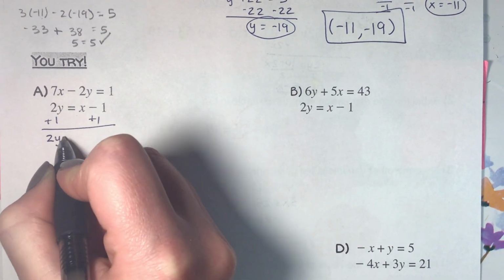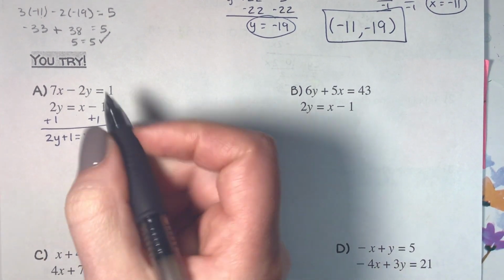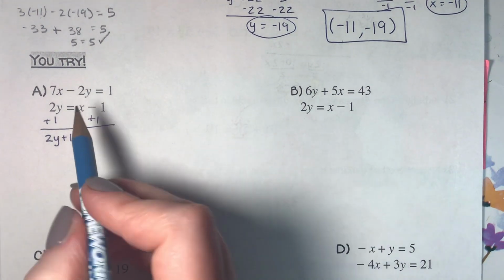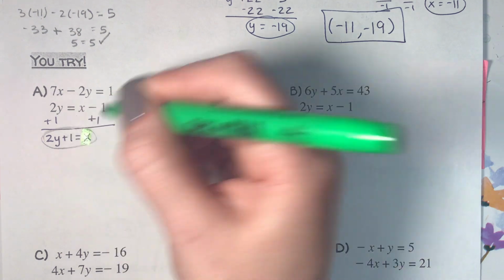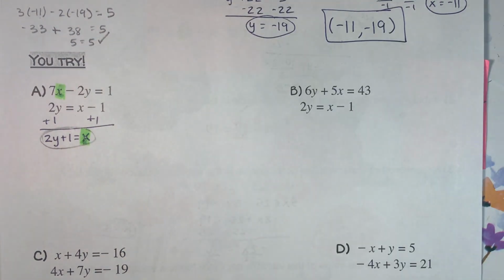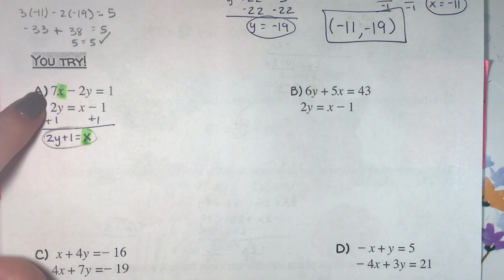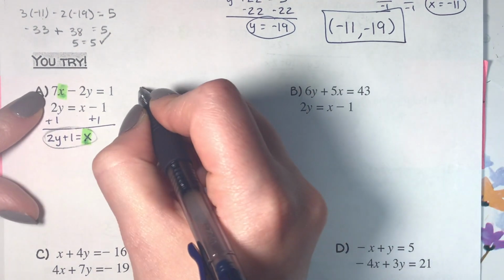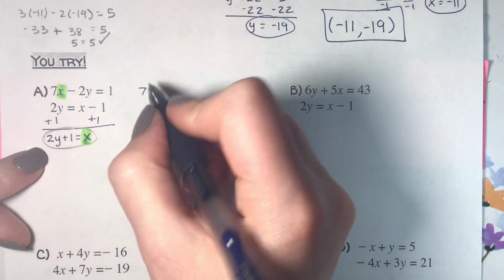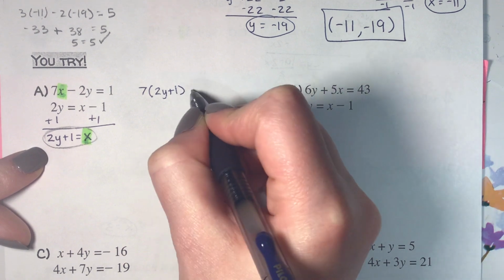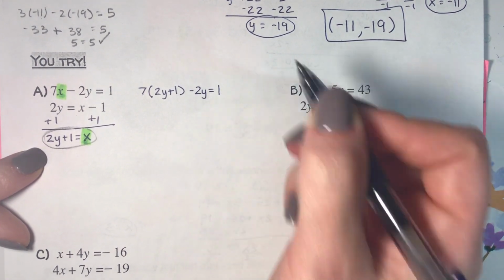And that gets me 2y plus 1 is equal to x. Awesome. This 2y plus 1 is equal to x is what I needed. I'm now going to replace this x right here into the top equation. So my top equation is going to be rewritten like this. It's going to be 7 parentheses. Now I'm writing my expression 2y plus 1 minus 2y is equal to 1.